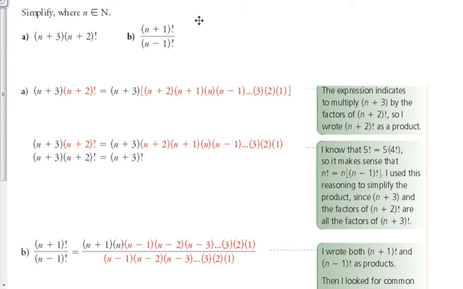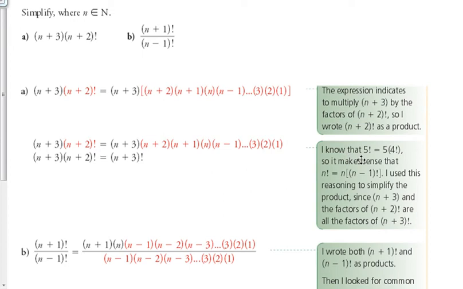We can also simplify algebraic expressions. So we have n plus 3 times n plus 2 factorial. n plus 2 factorial will work out to n plus 2 times n plus 1 times n minus 1 all the way down until we get to just 1. So n plus 3 times n plus 2 factorial is equal to n plus 3 times n plus 2 times n plus 1 times n minus 1 times 3 times 2 times 1.